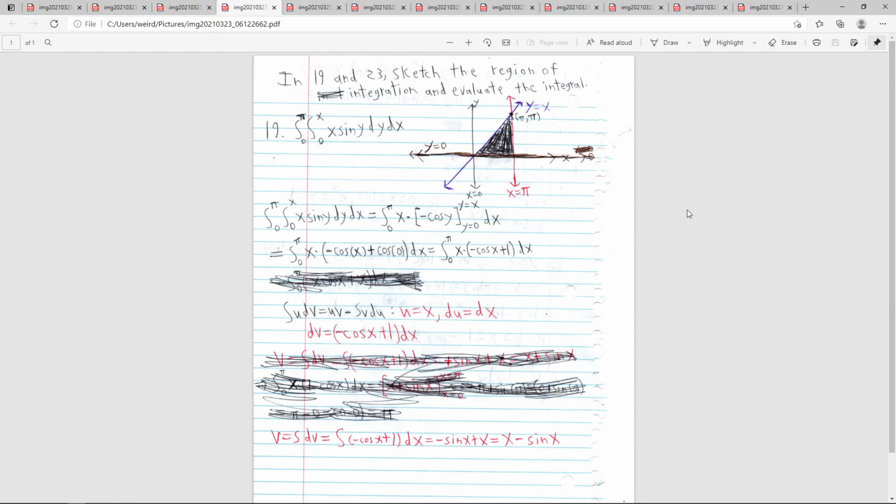Problems 19 and 23. Sketch the region of integration and evaluate the integral. So you have sketch and then evaluate. You're given the integral of x sine y dy dx. Sketch the region of integration.